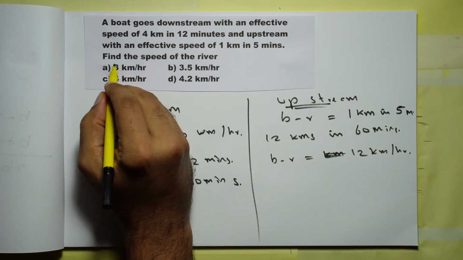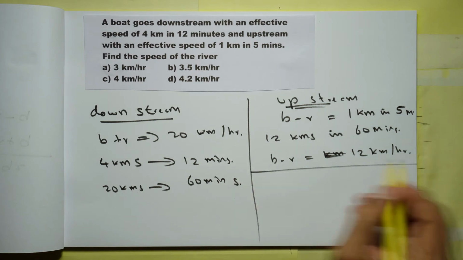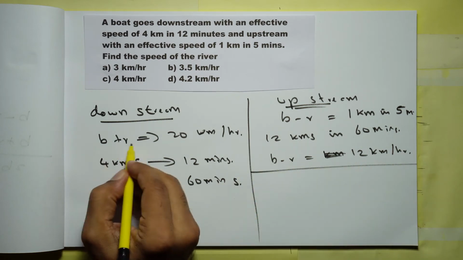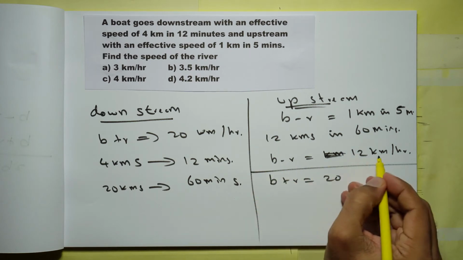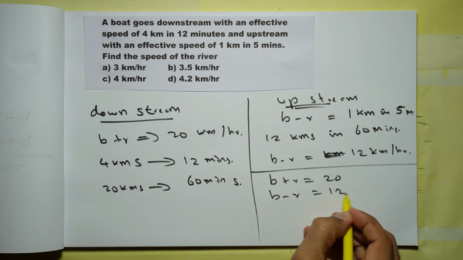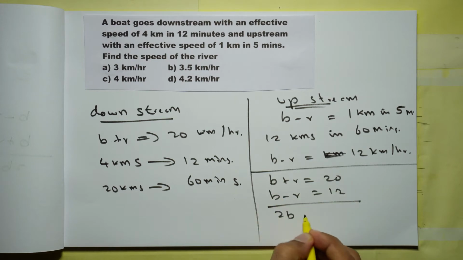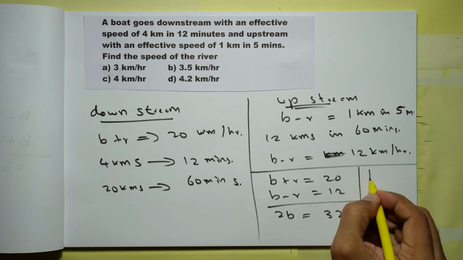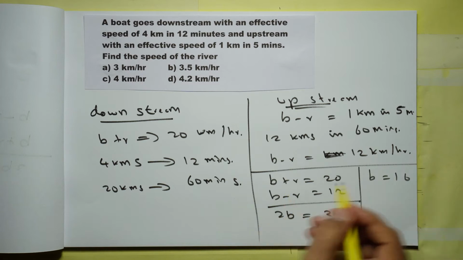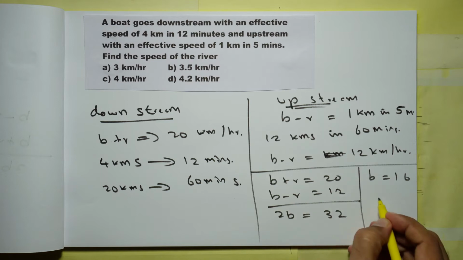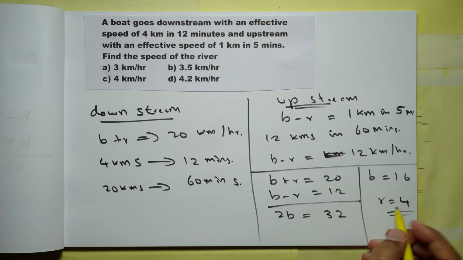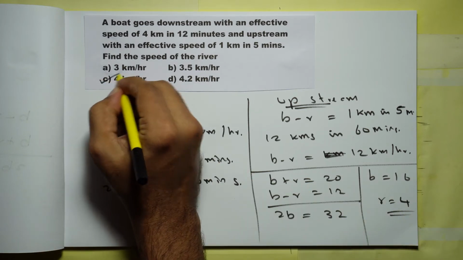Now what we need to find out is the speed of the river. So these two equations are there: b plus r is equal to 20 and b minus r is equal to 12. Adding these two equations, you will get 2b is equal to 20 plus 12, 32, which means that b is equal to 16. And b plus r is 20, 16 plus 4 is 20. So r is equal to 4 and r is the speed of the river. So the speed of the river is 4 kilometers per hour, option C.